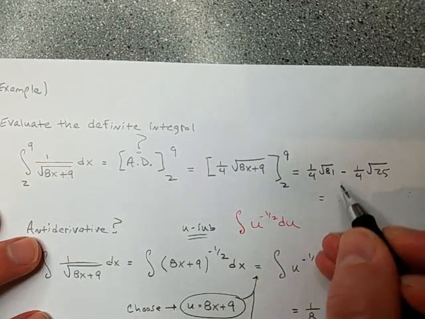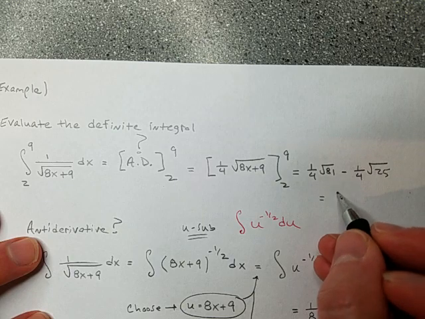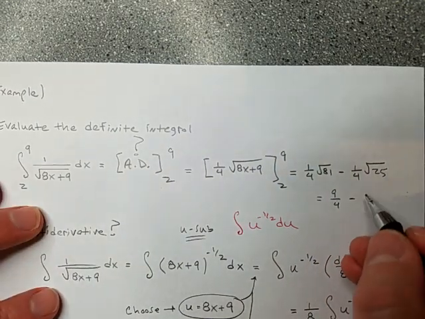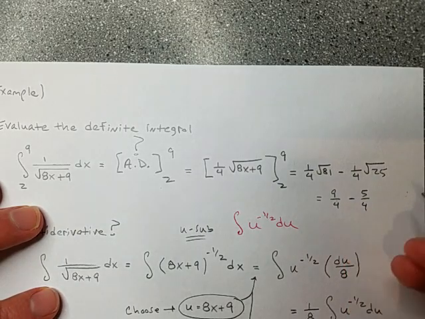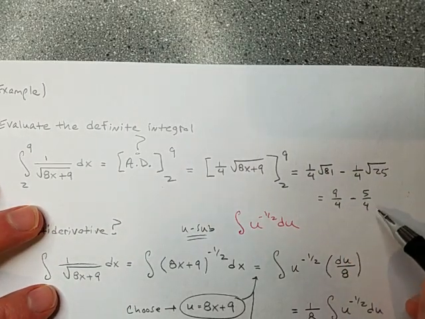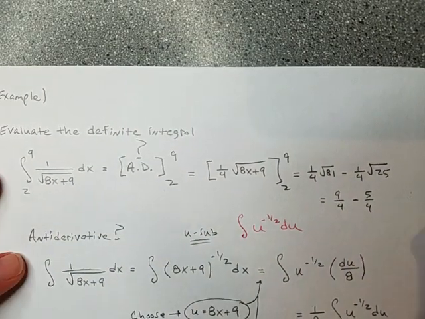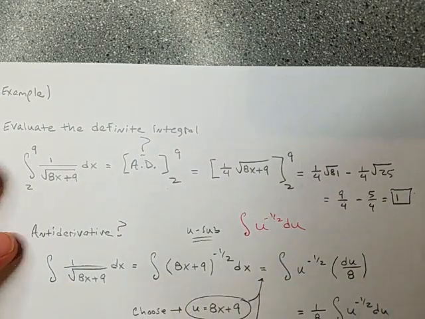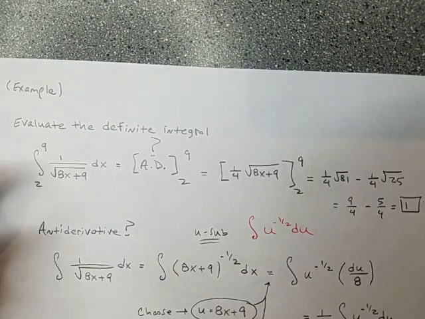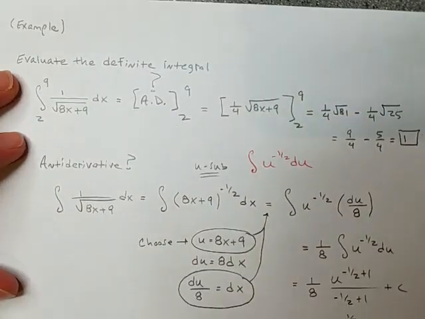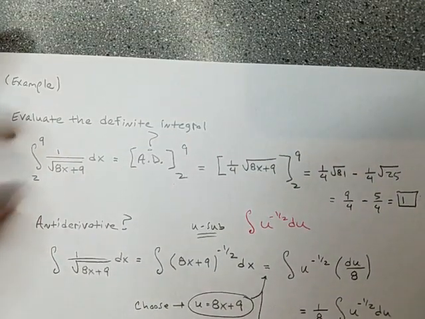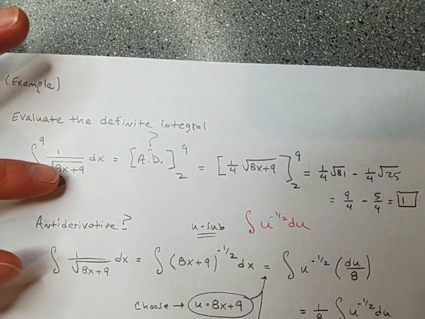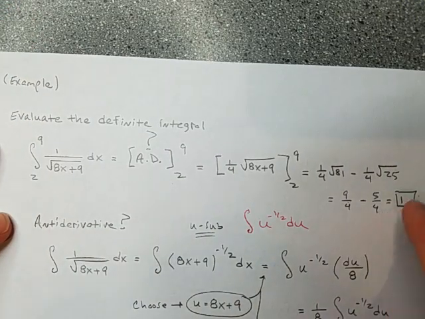So, well, this is going to be what? Root 81 is 9, so that's 9/4 minus root 25 is 5, that's 5/4. 9/4 minus 5/4 is 4/4, and that's 1. All right, so all that work, and it's just 1. That's how it goes, though, sometimes. Okay? All right, well, we got it. So there's lots of stuff here. But I would say the definite integral from 2 to 9 of 1 over root 8x plus 9 dx is 1. That's its answer.